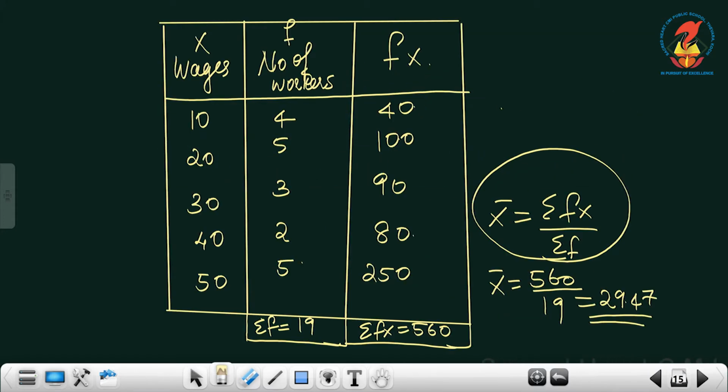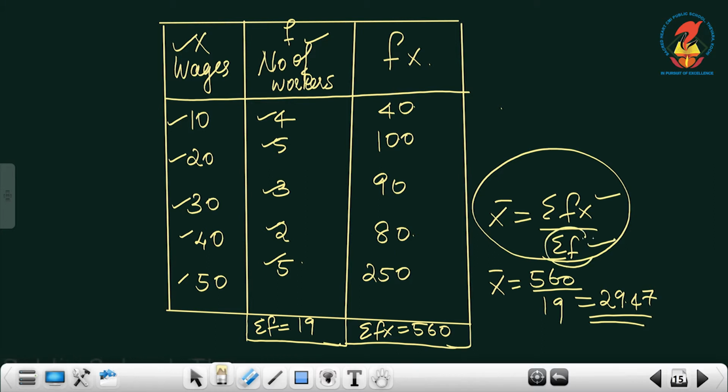Wages and number of workers. Wages are 10, 20, 30, 40 and 50. Number of workers are 4, 5, 3, 2, 5. Now, the required formula is sigma fx by sigma f.